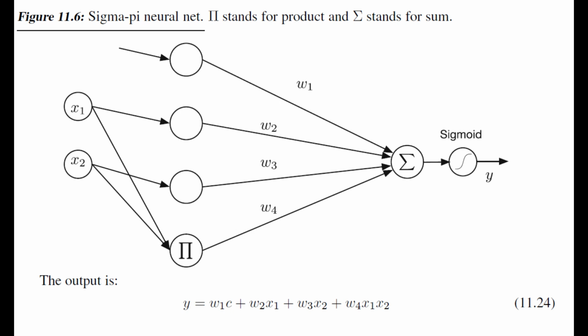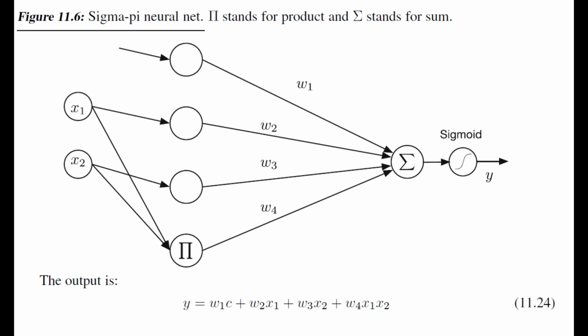Y is equal to Wc plus W2 x1 plus W3 x2 plus W4 x1 x2. In this equation, C is a bias term that is added to the weighted sum. It is like an extra input that is always on and has a weight of 1.